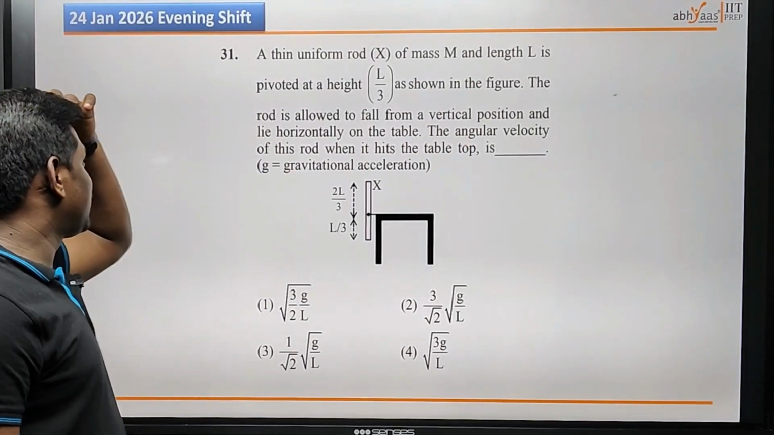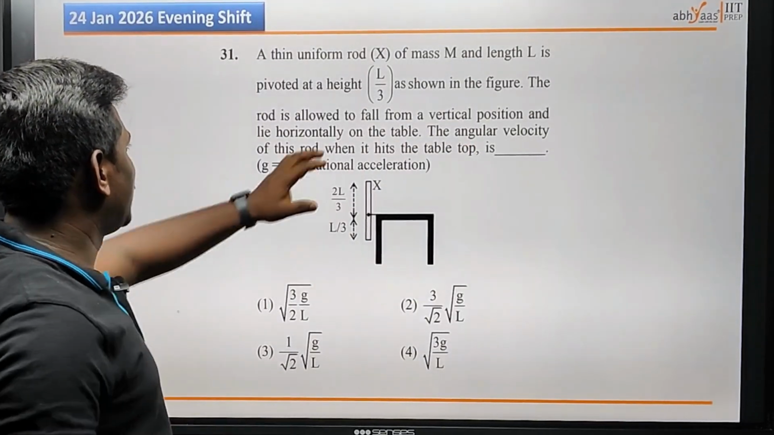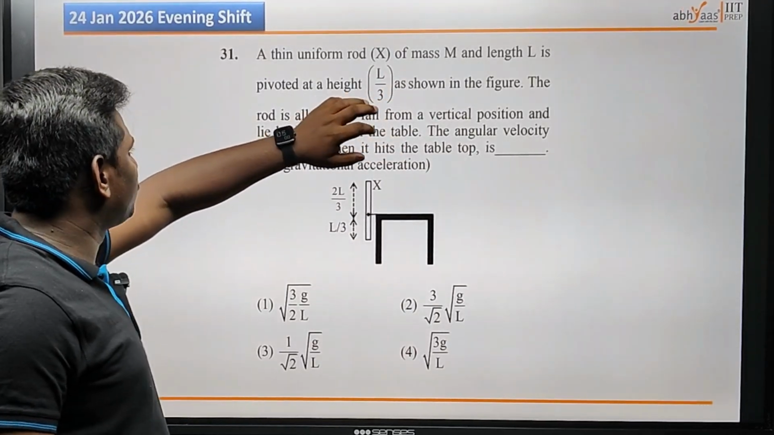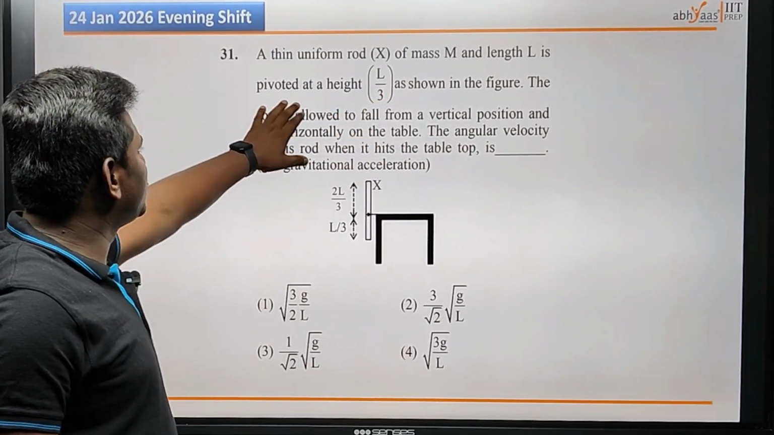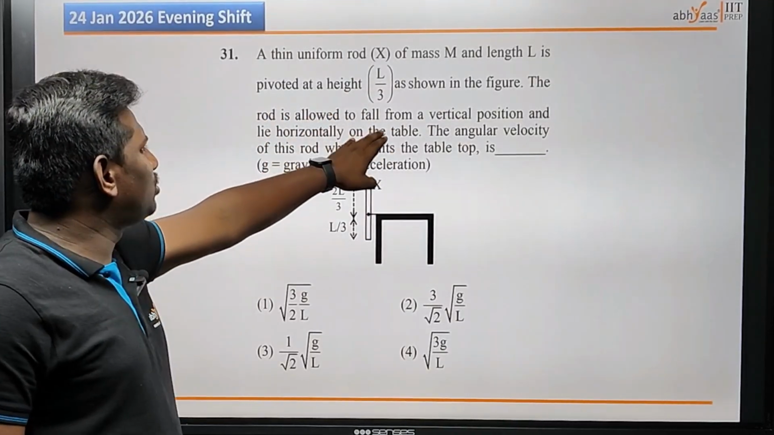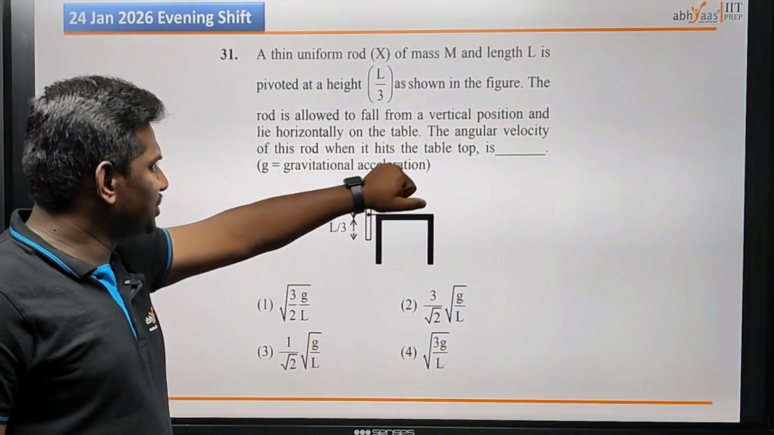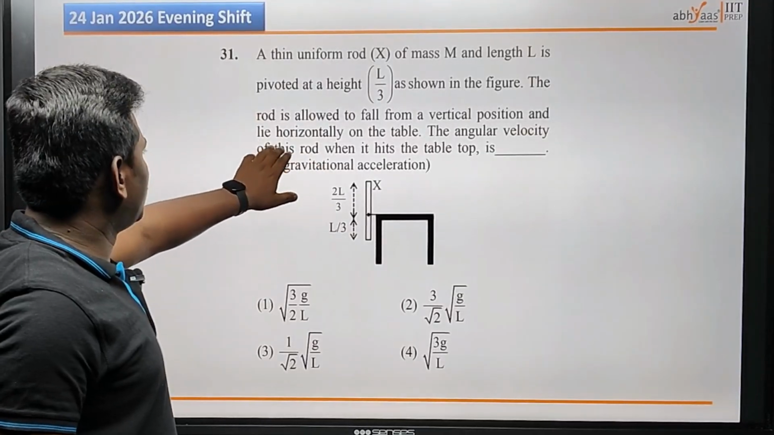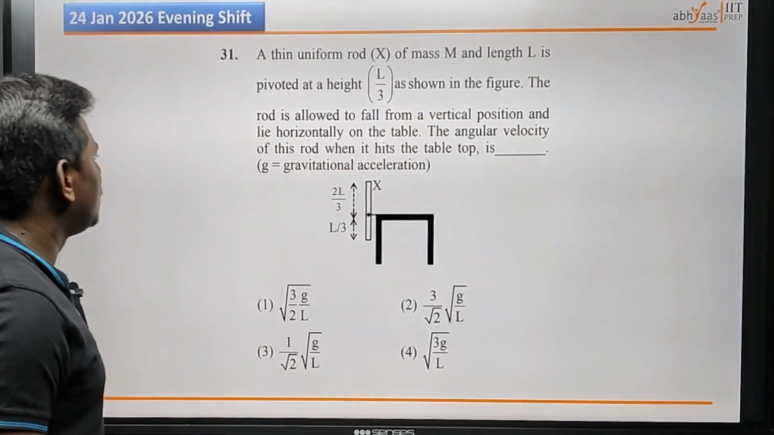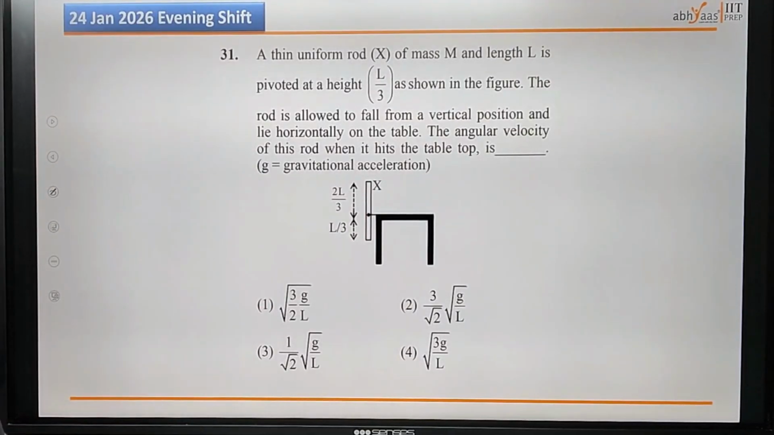So next question, see here. A thin uniform rod of mass capital M and length small l is pivoted at height L by 2 as shown in figure. The rod is allowed to fall from a vertical position and lie horizontally on the table. Find the angular velocity of the rod when it hits the top.